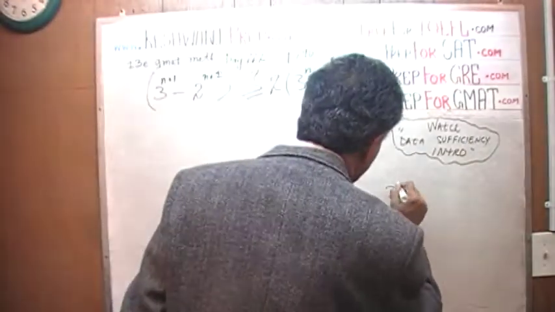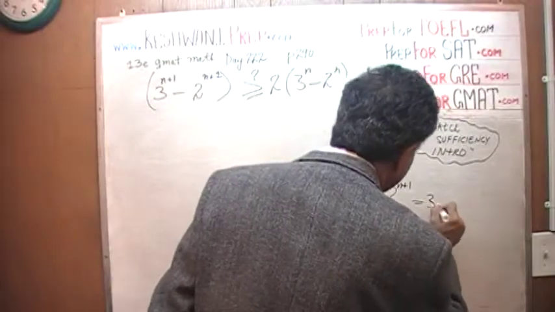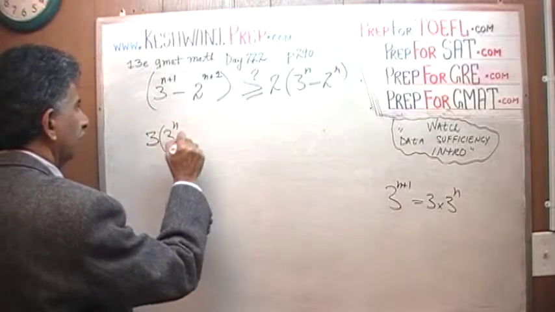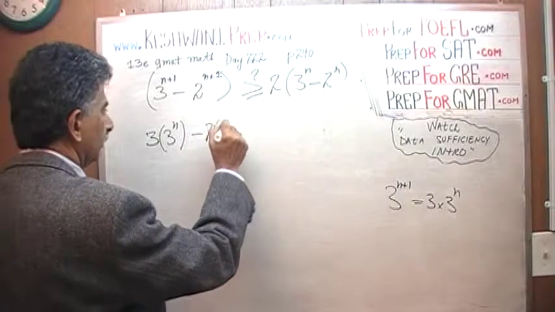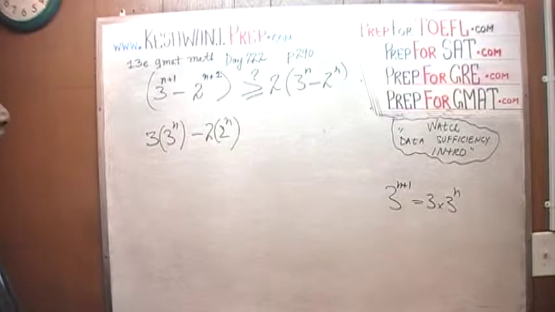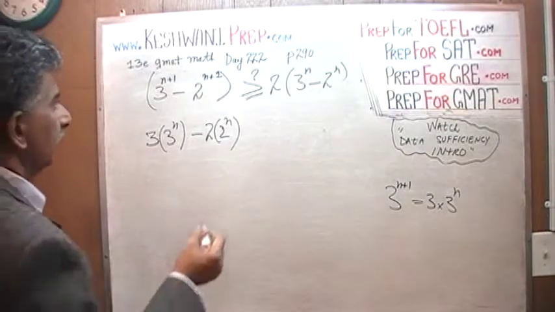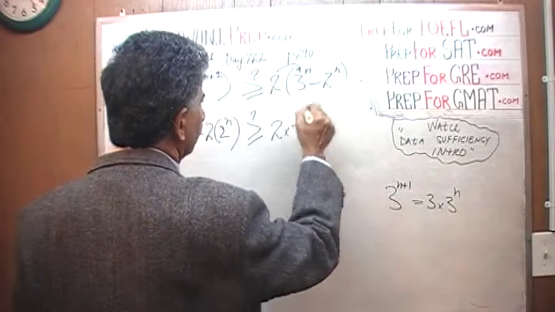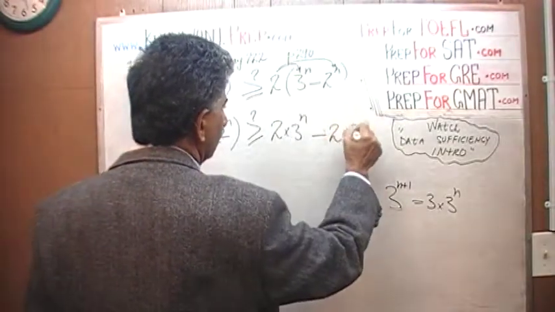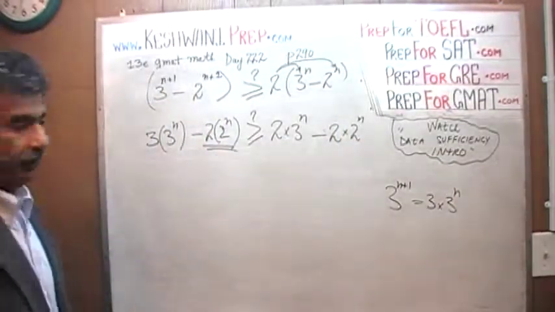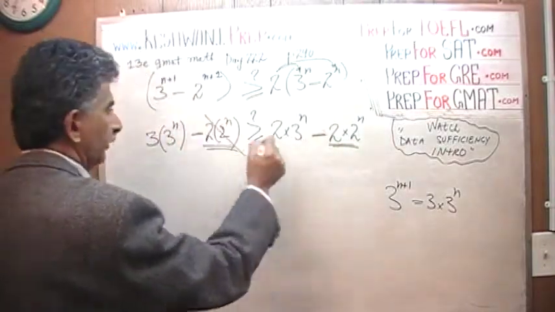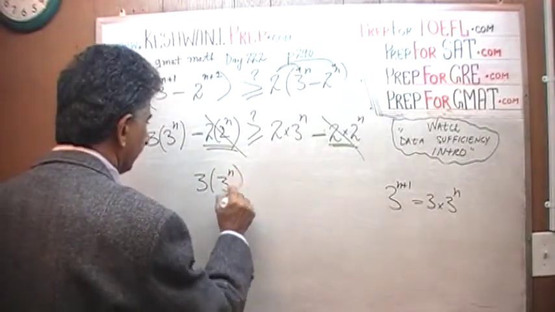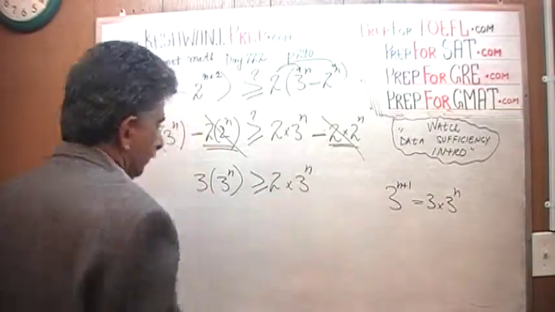Well, this 3 raised to n plus 1 is the same as 3 times 3 raised to n, and similarly this one is 2 times 2 raised to n. And then let's open this side here. So here we get, again the question mark still stands, is 2 times 3 raised to n minus 2 times 2 raised to n. Here we have 2 times 2 raised to n with the same negative sign, so this drops out. If you were to add that quantity to both sides, it will drop out. So the question now simply is, is 3 times 3 raised to n greater than 2 times 3 raised to n? Of course the answer is yes.